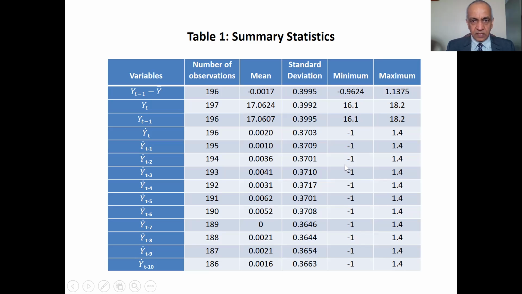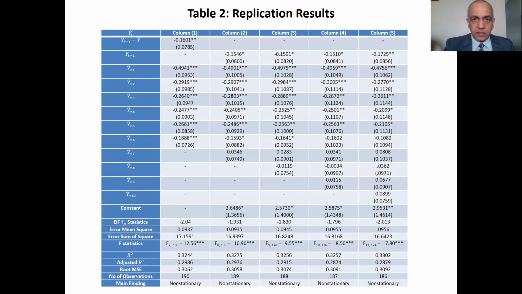These are the summary statistics, and they are not available in Dickey Fuller and Box and Jenkins. We provide them here. We exactly replicate the results. Said and Dickey Fuller report only these statistics. They report the first column and the Dickey Fuller tau statistics, and we are able to reproduce these tau statistics exactly the same.